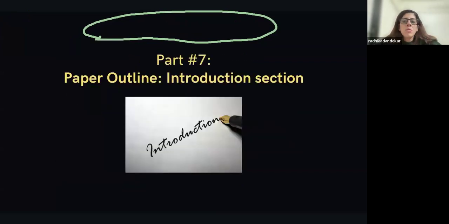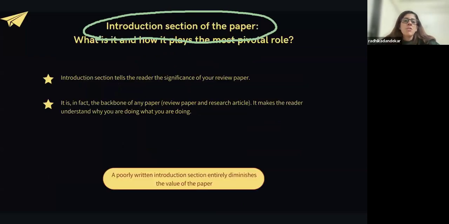Okay, so now we move on to the introduction section of the paper. First of all, what is an introduction section? The introduction section tells the reader the significance of your paper. It's not like an abstract, it doesn't just give you a glimpse.